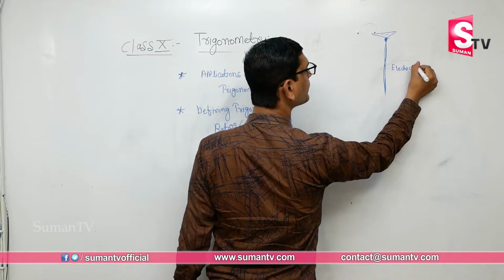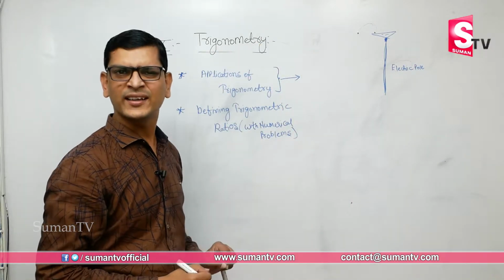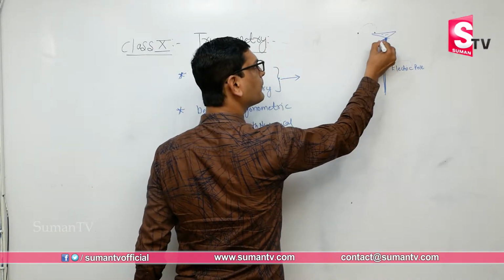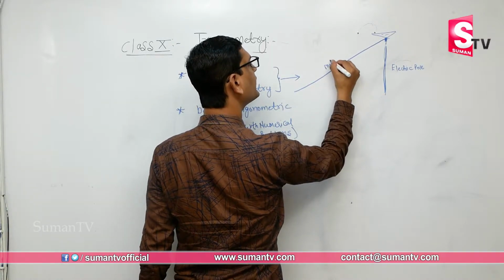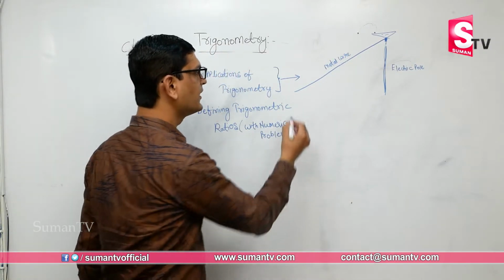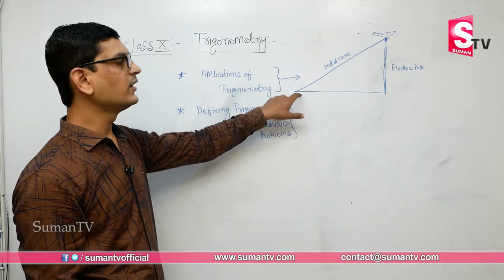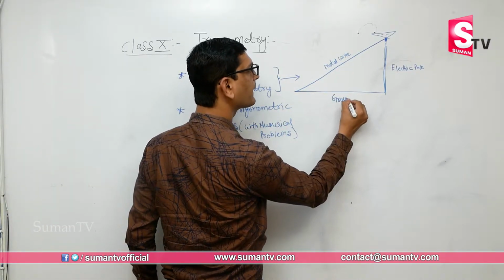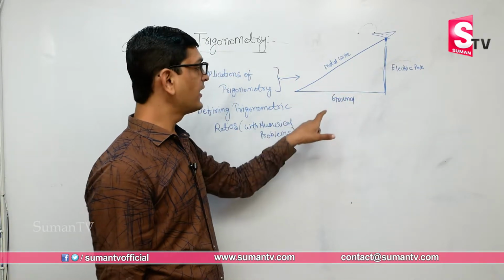An electric pole is erected by a metal wire. Erected means it is made tight for conduction purposes. This is the metal wire, and this is the ground. So the metal wire is erected with respect to the ground. This is an electric pole, this is a metal wire which is erected, and this is the ground.